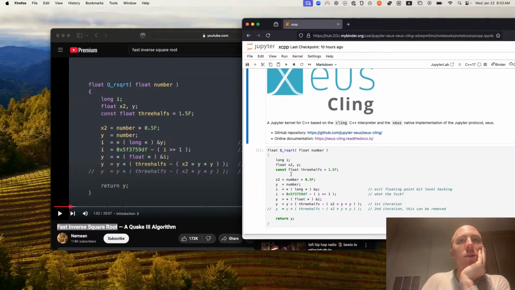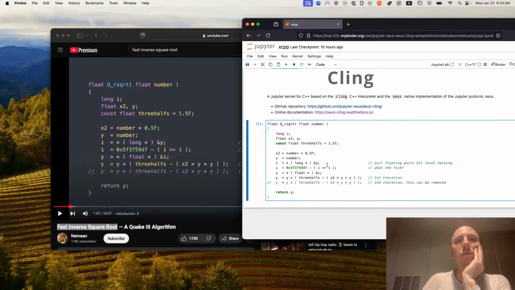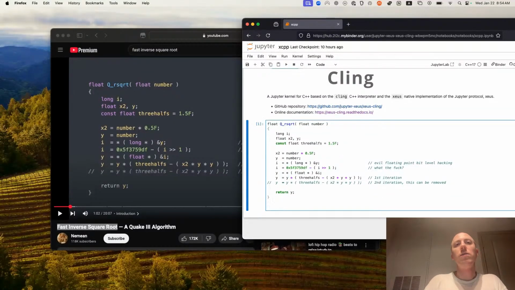Let's see if it's exactly the same. Yeah, it looks the same. X2, Y. Yeah, it looks like it's straight up the same. It looks good. Let's see if this gives us the number that we think it should.